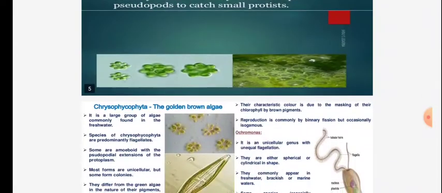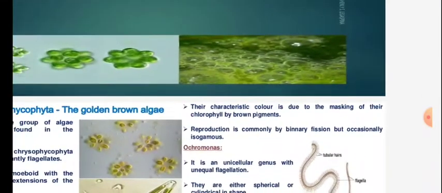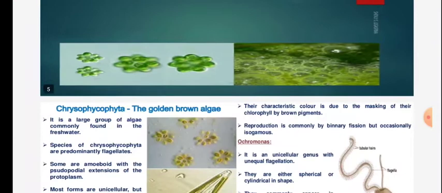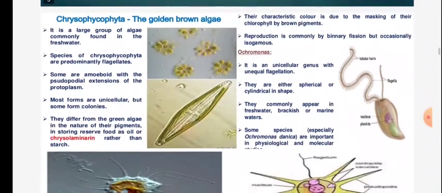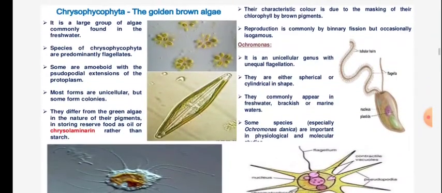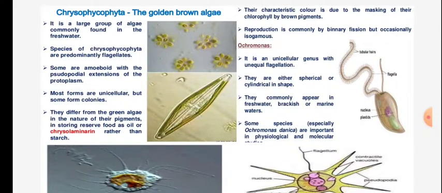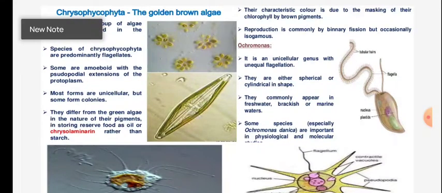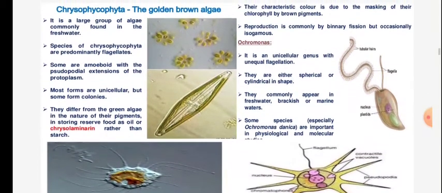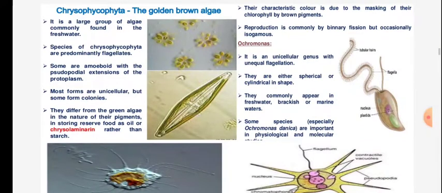So here are some good examples which are seen in the colony. The Chrysophyta, golden brown colored. They are a large group of algae commonly found in freshwater also. The species of Chrysophyta are prominently flagellate. Then here some are amoeboid with pseudopodial extension of the protoplasm. Most are unicellular, but some form colonies.